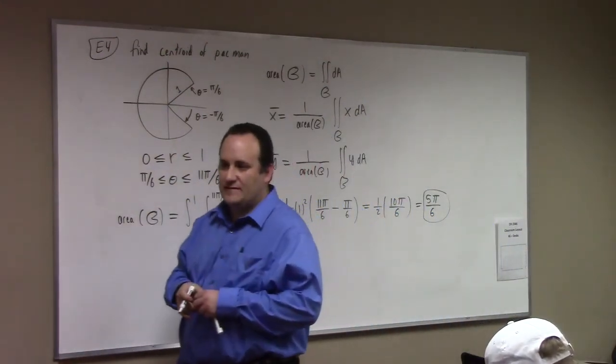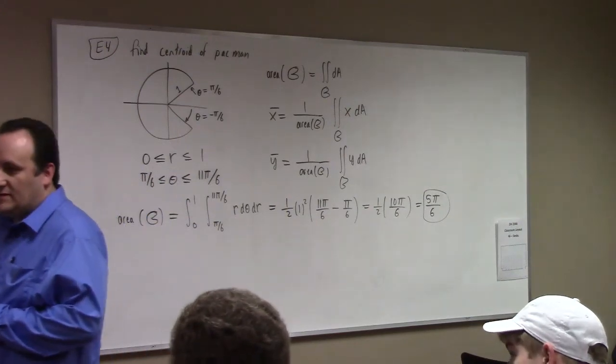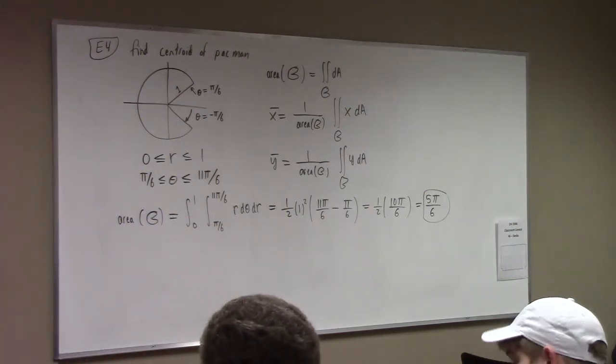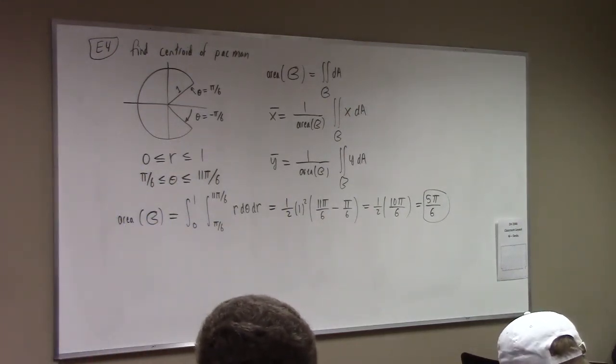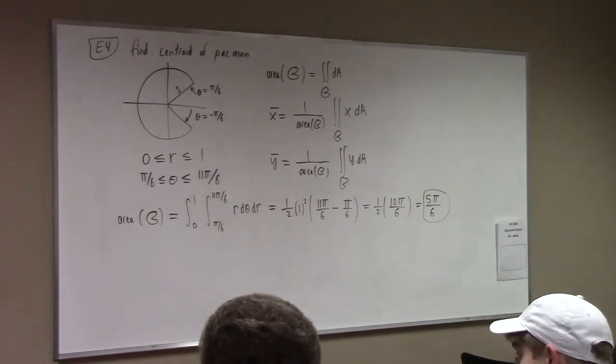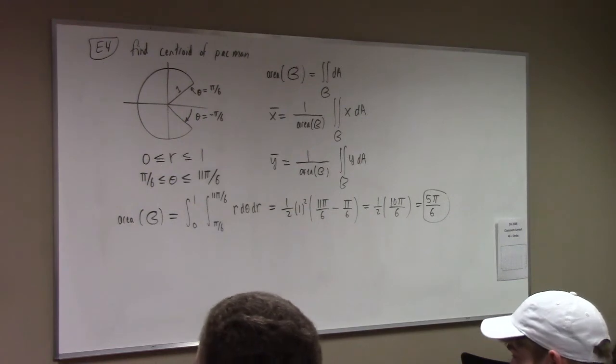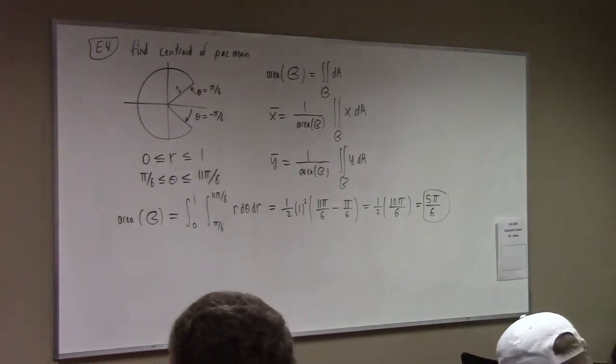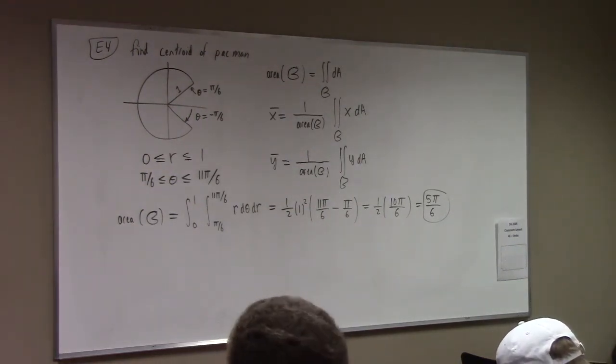I say not surprisingly because if you look at what we just did, that's just deriving the area formula for a sector. We're really looking at a sector of a circle where we've just deleted one sector. Anyway, so that's the area.